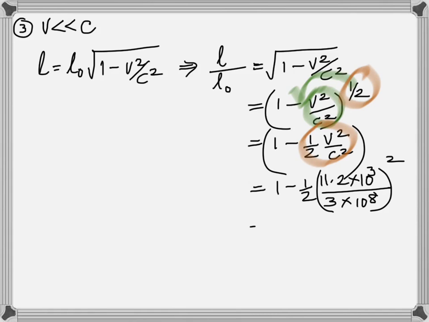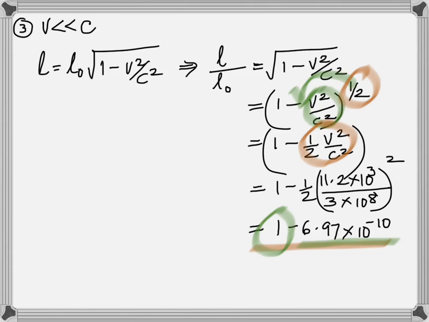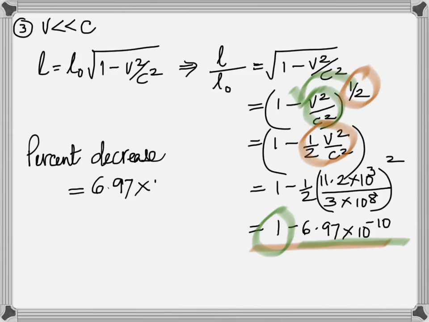Velocity in meter per second, speed of light. When you calculate that, you get this. And as you look at this term, you see that if this were the original length, then this is the decrease. And therefore, in percentage, it's going to be just multiplied by 100. So the percent decrease would be 6.97 times 10 to the negative 8.